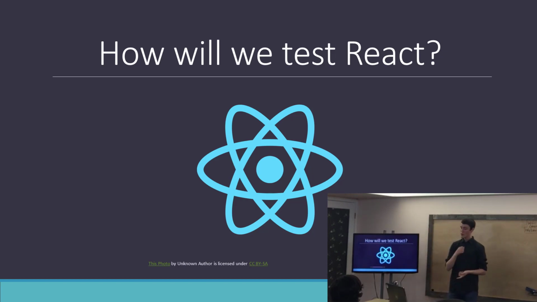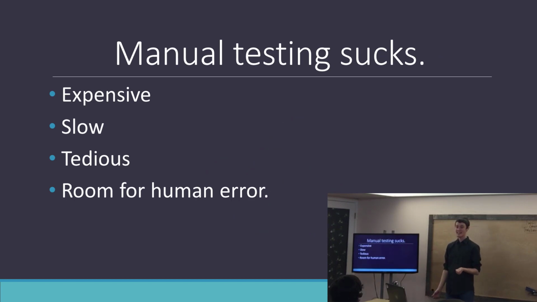So now we know why we should test and what our tests in general should look like, but how specifically should we test React? So we could manually test React, but that's not a great idea because it is very expensive. I was actually reading in Uncle Bob's Clean Code that he worked at a company where every time they needed to test software, they would send it off to this testing agency, and it would cost $1 million every time.